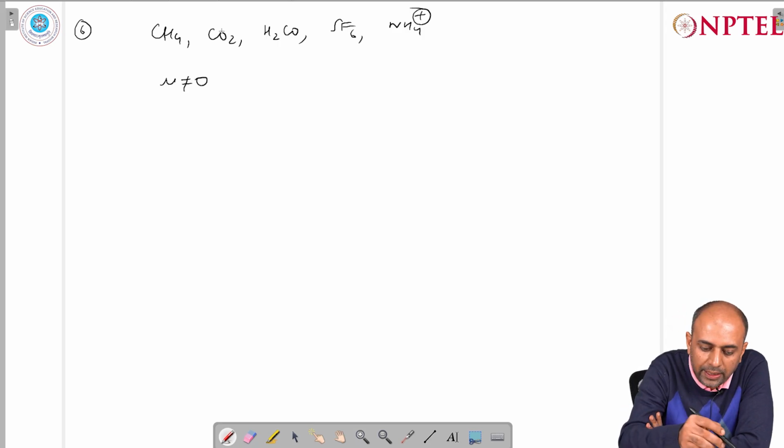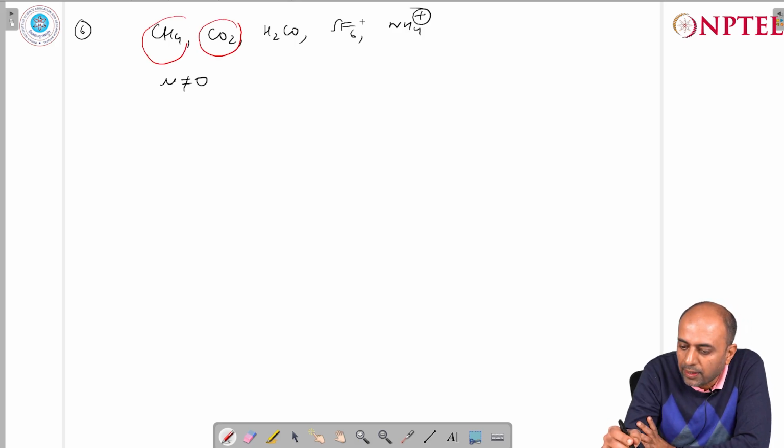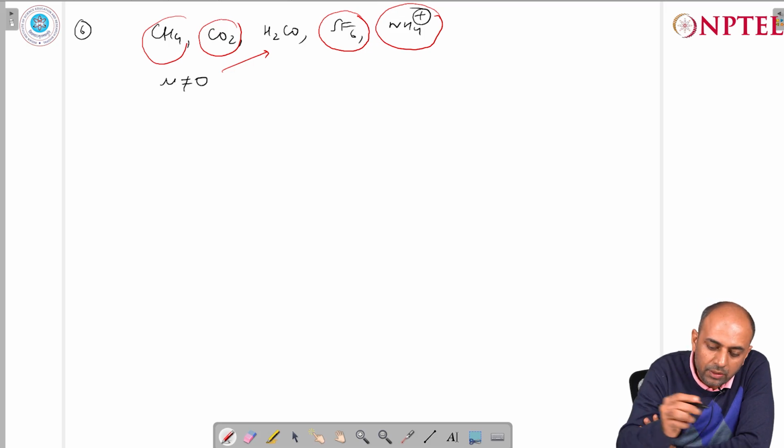We have just now seen that this is having 0 dipole moment, this is having 0 dipole moment. This is an octahedral geometry which is having a net dipole moment of 0. This is a tetrahedral molecule having a dipole moment of 0. It is only formaldehyde which has got a net dipole moment, and therefore it can engage in dipole-dipole interactions.